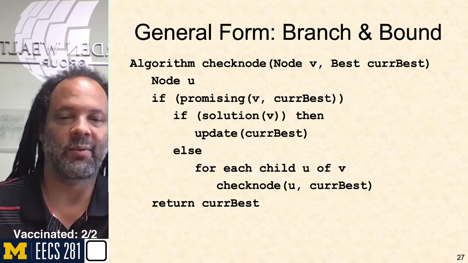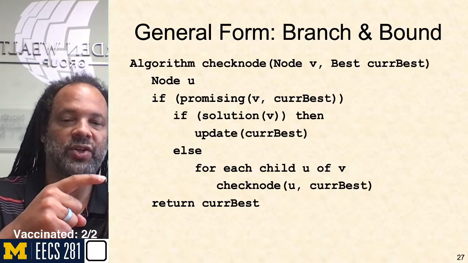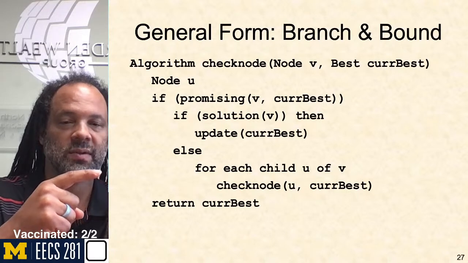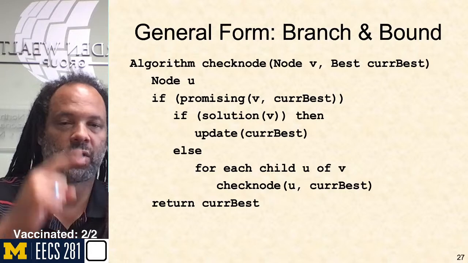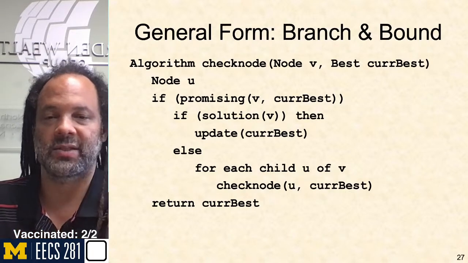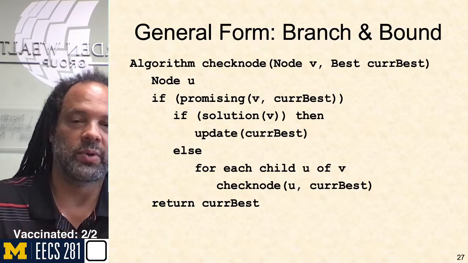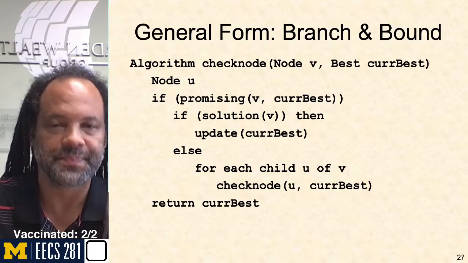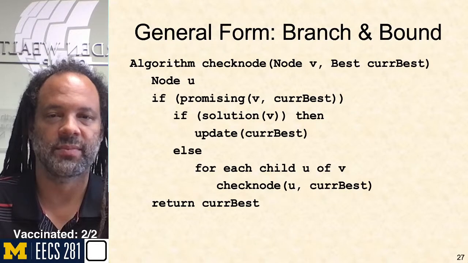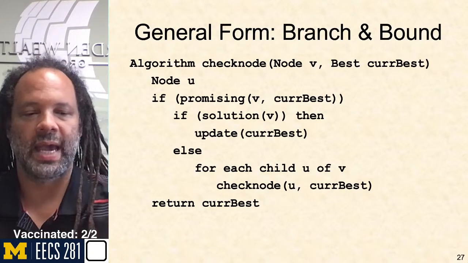That's what this update function is, and it's going to vary from problem to problem. The rest of this is something that we've seen before. We've got this iteration here to wrap all of the choices, and then I've got a call to check node, which of course has to forward on current best. And in the end, we return current best here, and that gets us out of this particular version. So this is one way to look at branch and bound.